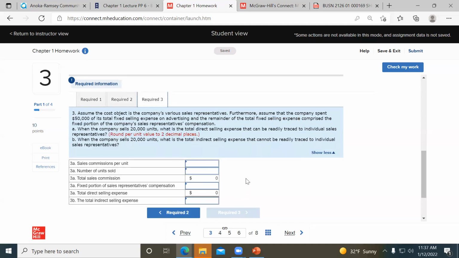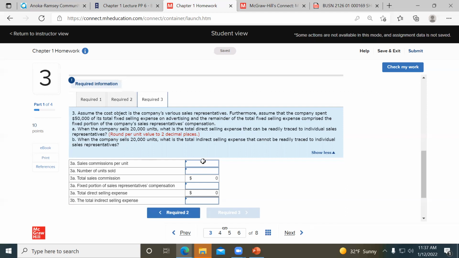Next, assume the cost object is the company's various sales representatives. Furthermore, assume that the company spent 50,000 of its total fixed selling expense on advertising, and the remainder of the total fixed selling expense comprised the fixed portion of the sales representatives' compensation. When the company sells 20,000 units, what is the total direct selling expense that can be readily traced to individual sales representatives? And what's the total indirect selling expense? How much is the sales commission per unit?